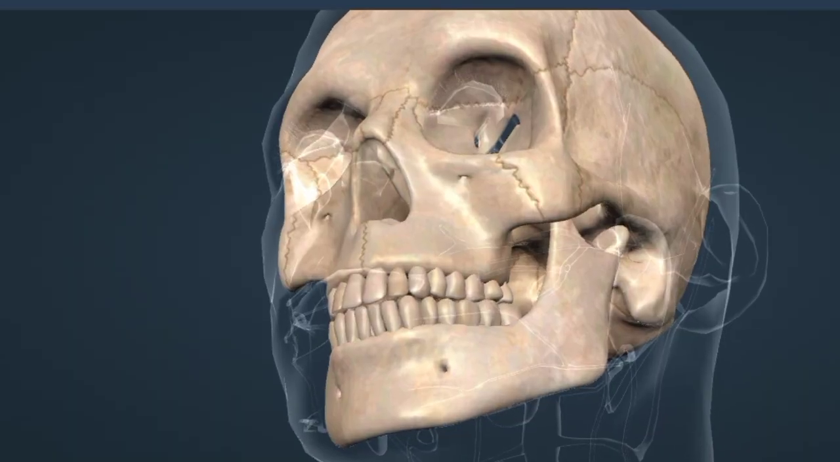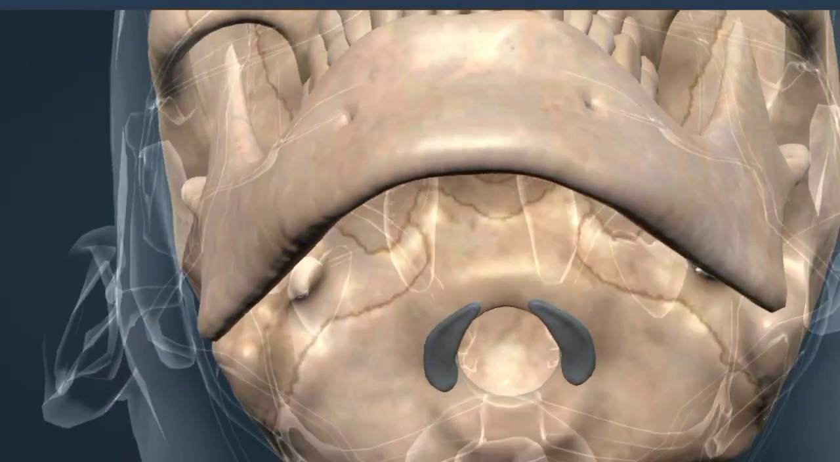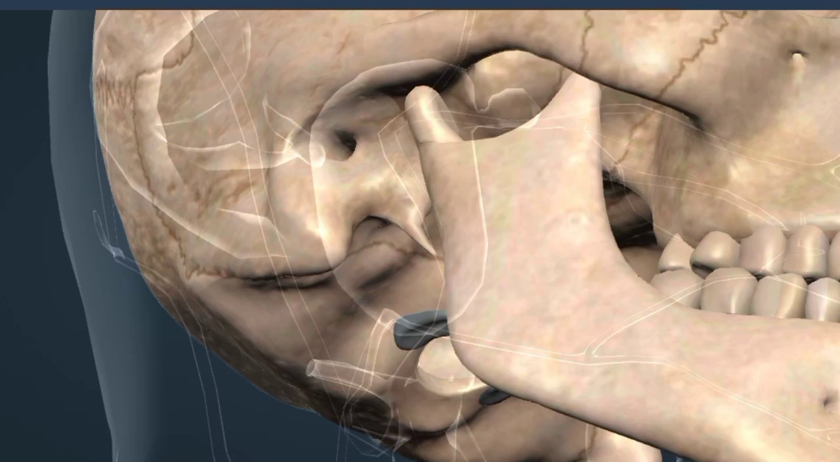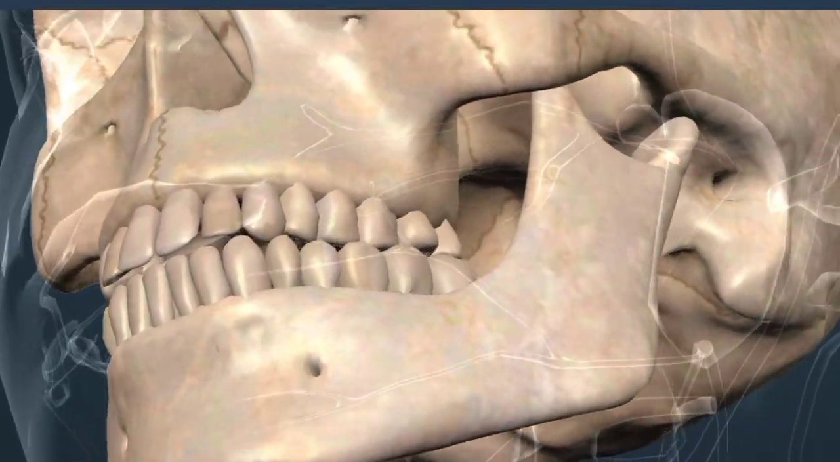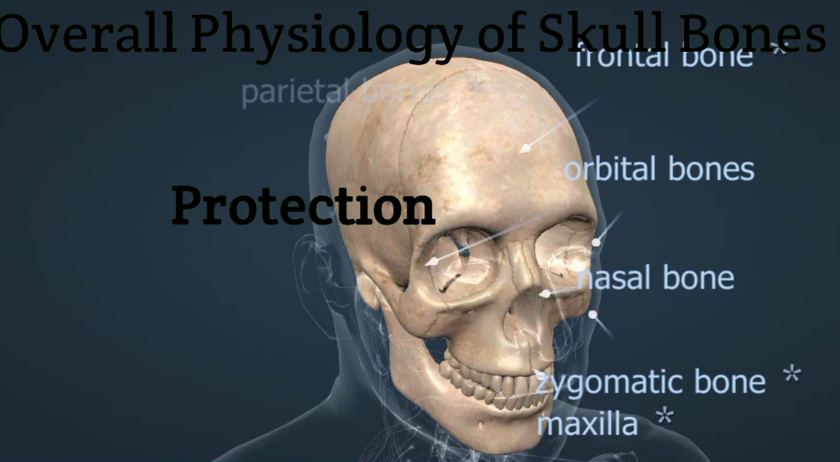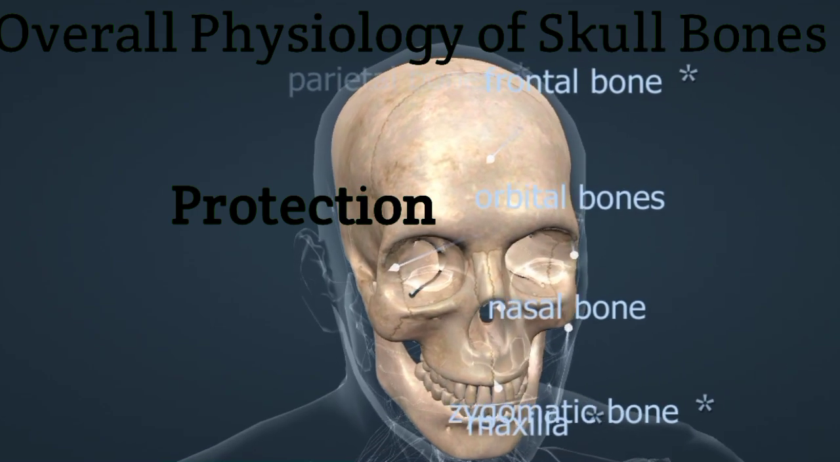Mandible, the lower jawbone, the only movable skull bone, holds the lower teeth, facilitates chewing, and plays a key role in speech. Overall physiology of skull bones. Protection.